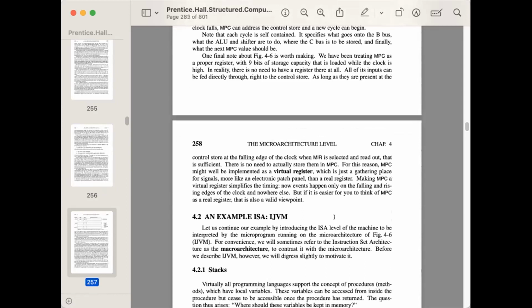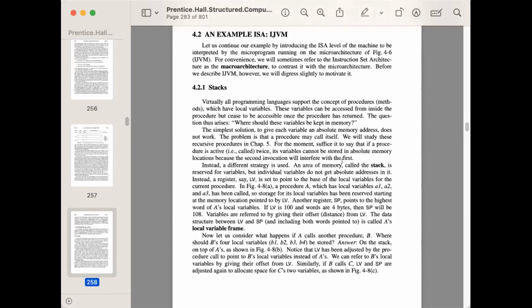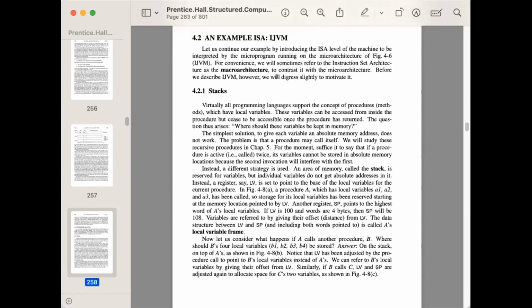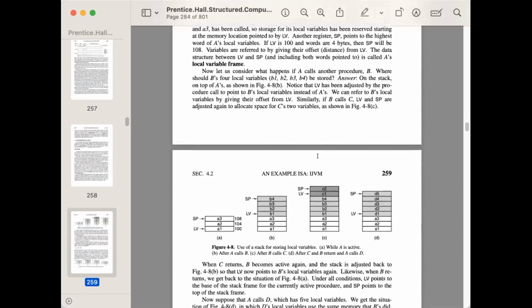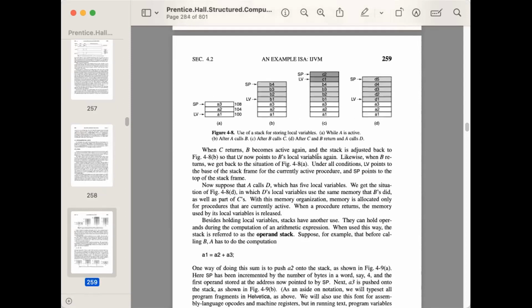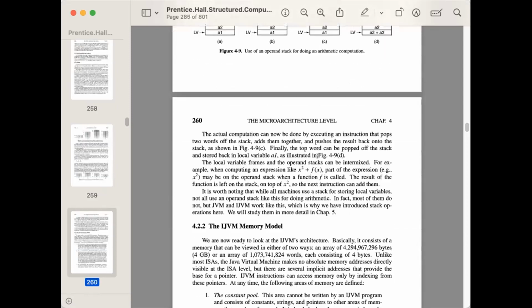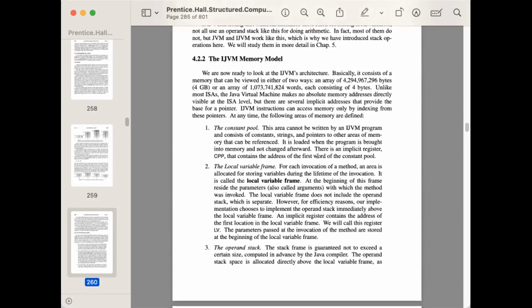So, more detail on that. Here's an example again with the example ISA, this IJVM. At level 1, which we're at now, we call it a microarchitecture. When we go up to level 2, we're going to call it the macroarchitecture. That's the ISA level, and it talks about how we can use stacks for our commands and how those things work. And again, there's the memory model for our example.